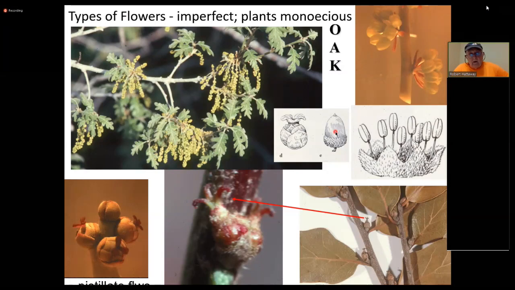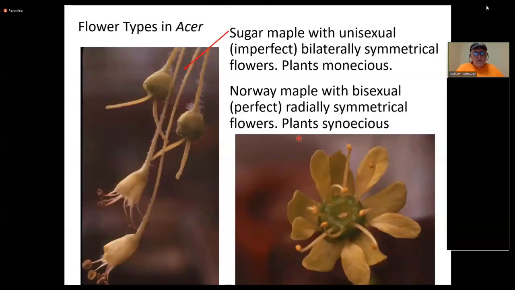You get an acorn, and the scales have metamorphosed, changed a little bit. They're bracts, or like woody bracts. And that's what the hull of an acorn is: woody bracts. All right, so that's the monoecious example.